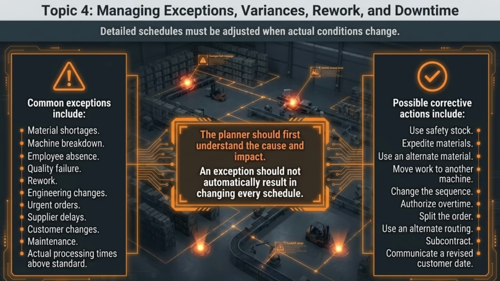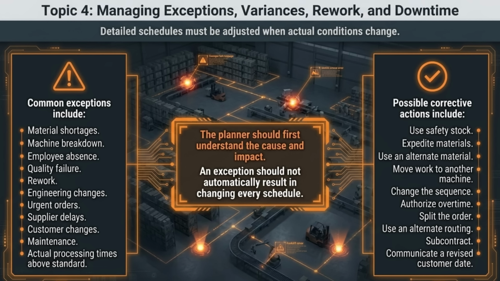Topic 4. Managing exceptions, variances, rework, and downtime. Detailed schedules must be adjusted when actual conditions change. Common exceptions include material shortages, machine breakdown, employee absence, quality failure, rework, engineering changes, urgent orders, supplier delays, customer changes, maintenance, actual processing times above standard. The planner should first understand the cause and impact. An exception should not automatically result in changing every schedule.